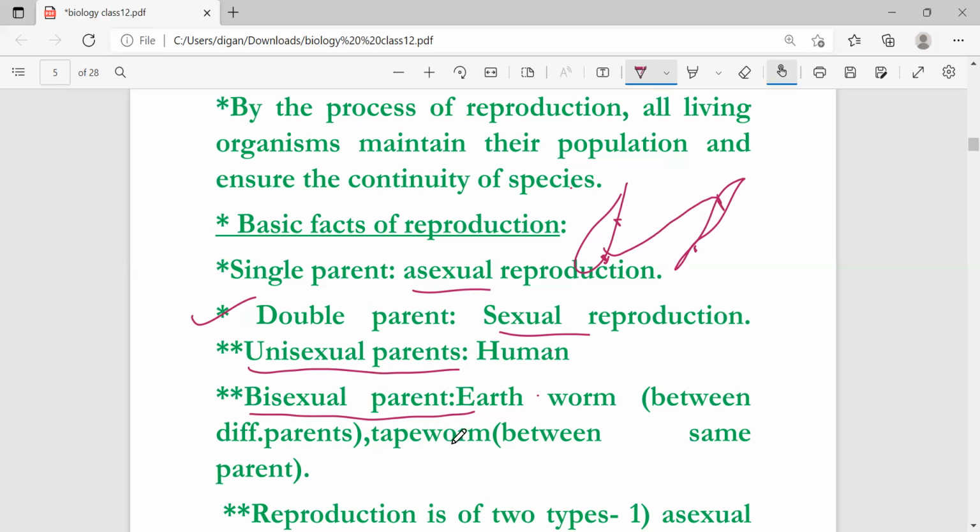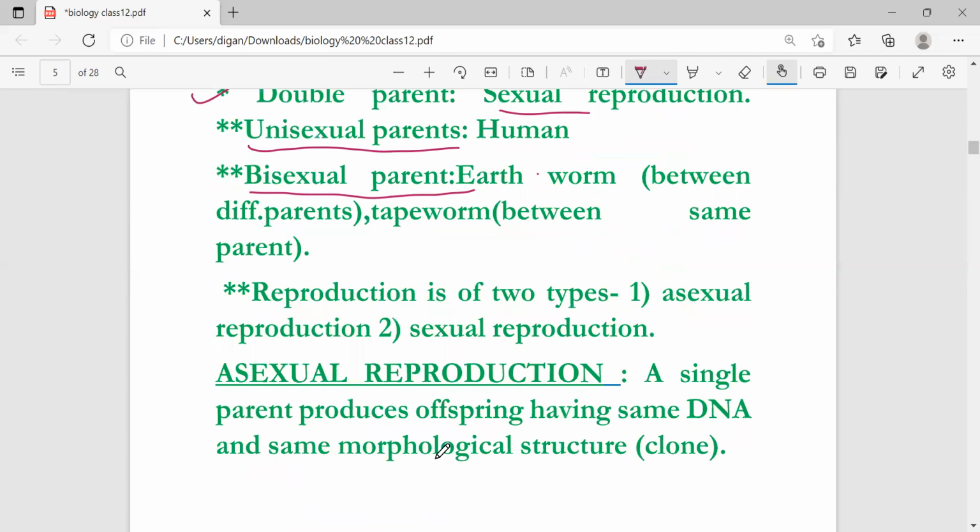And another bisexual parent is the tapeworm. But in case of the tapeworm, the reproduction takes place between the same parent. So a question may come: give one example of bisexual parents where reproduction takes place between two different parents. Then you have to write the example as earthworm. And for bisexual parents where the reproduction takes place within the same parent, you have to write the example of tapeworm. Next, reproduction is of two types, sexual and asexual. Already I have told you.